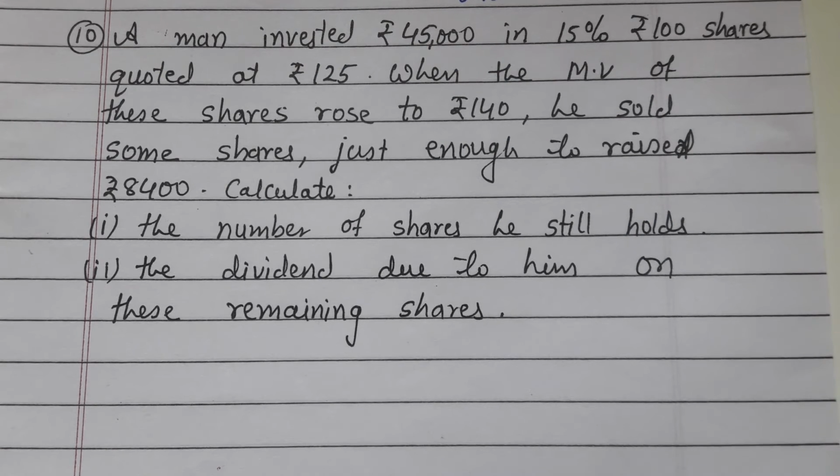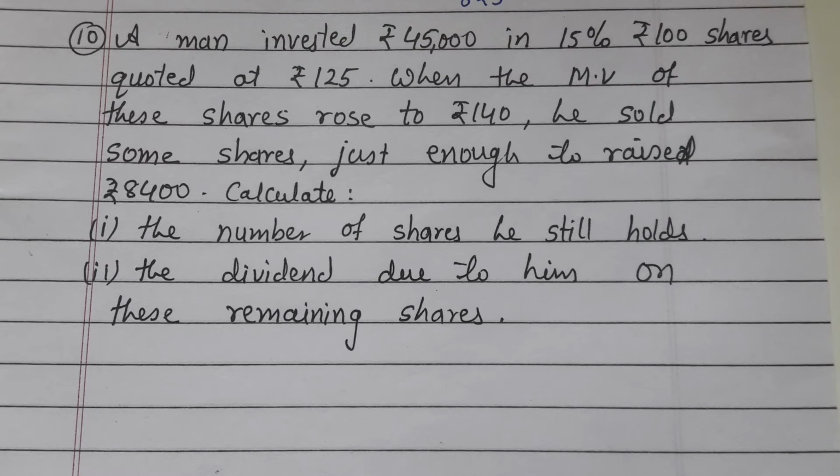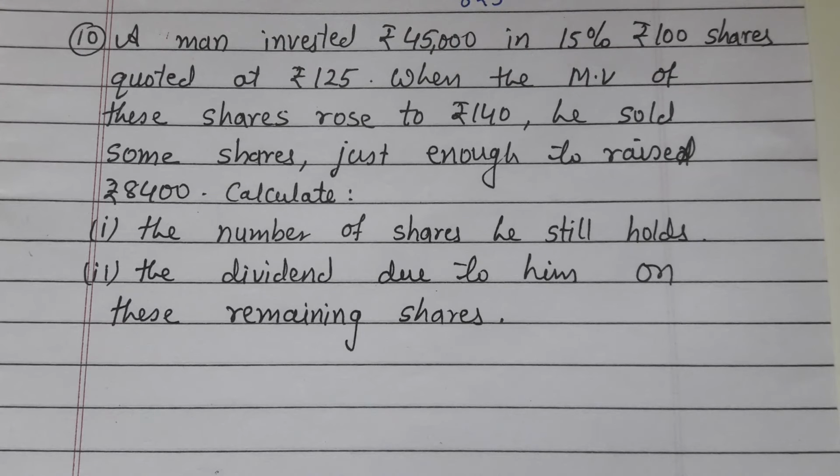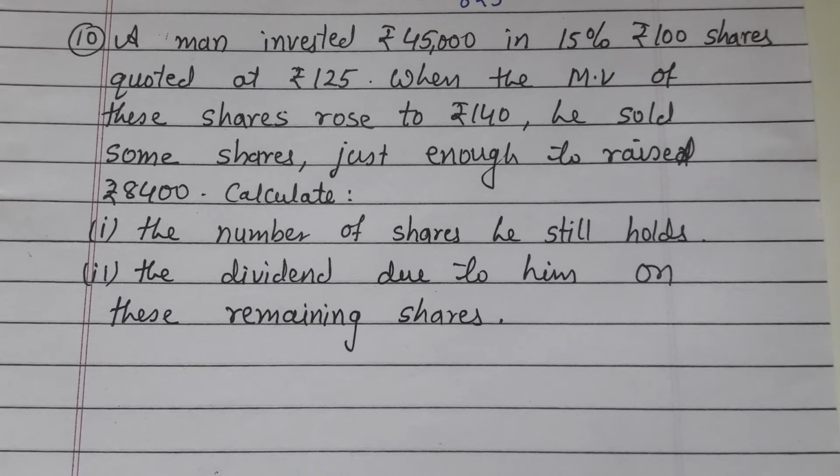A man invested rupees 45,000 in 15% rupees 100 shares quoted at rupees 125. When the MV of these shares rose to rupees 140, he sold some shares, just enough to raise rupees 8,400. Calculate first, the number of shares he still holds. Second, the dividend due to him on these remaining shares.